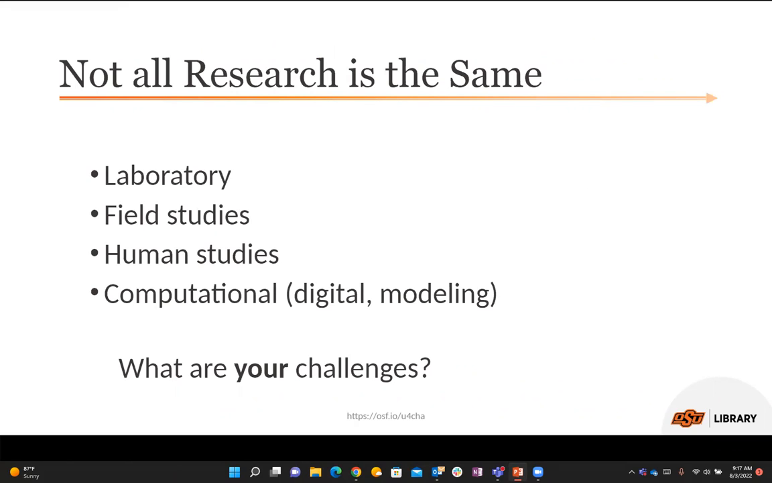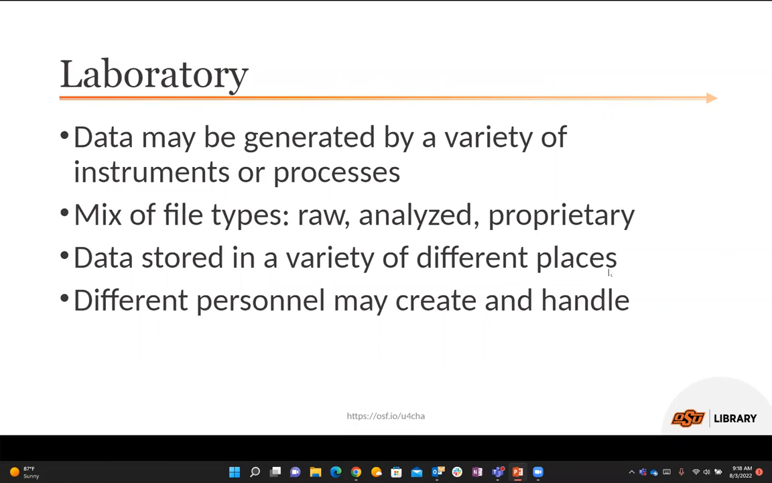Okay, we're going to talk about this a little bit. And while we discuss this, I'd like you to think about the kind of research that you do or that you administer, pay attention to, whatever. Because when we think about data, not all research creates the same type of data. Not all research has the same type of issues. So I've broken it down into 4 general categories: laboratory, field studies, human studies, and computational, which can encompass any number of things. You can think about that in terms of big data. And we'll look at the specifics of the kind of challenges that those each have.